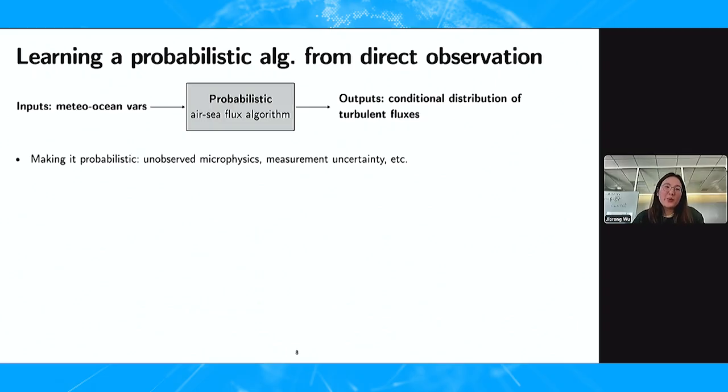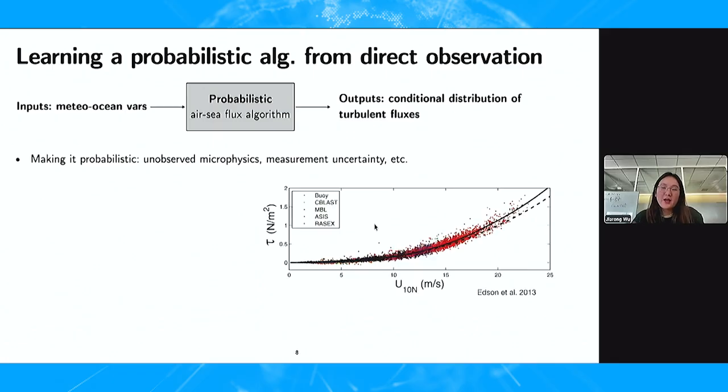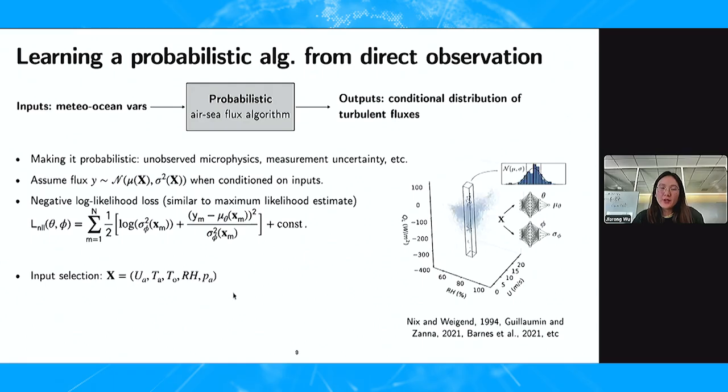So all these inputs don't necessarily give you deterministically the output. The other thing is, if we look at just the observations themselves, they come with their own measurement uncertainty, etc. So it is a more natural choice to represent the output as some sort of conditional distribution on the input. And so this is the mathematical framework.